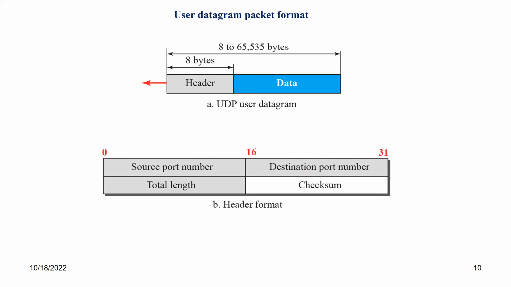The 8 bytes are divided into 4 fields. The first 16-bit field is the source port number, which is the socket addressing of your source, that is the client. The destination port number is the server port number, which is also 16 bits. Then the total length, up to 65,535, defines how much we have used. And the checksum is used for error control. We cannot use the CRC methodology in this protocol.